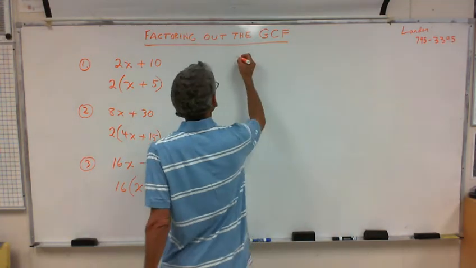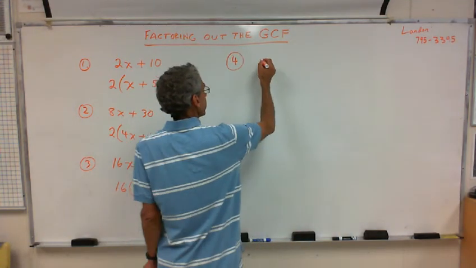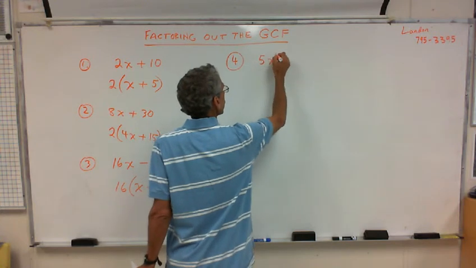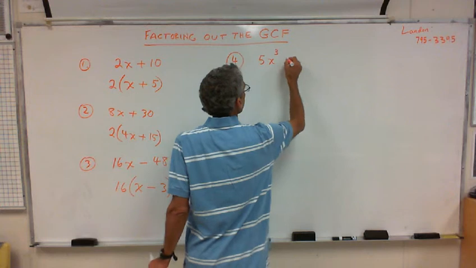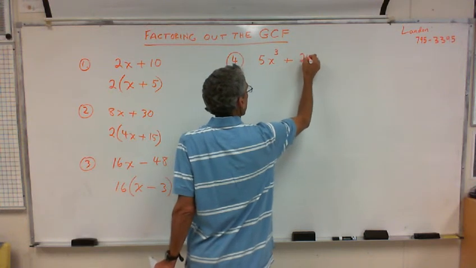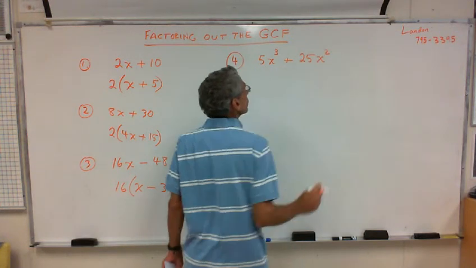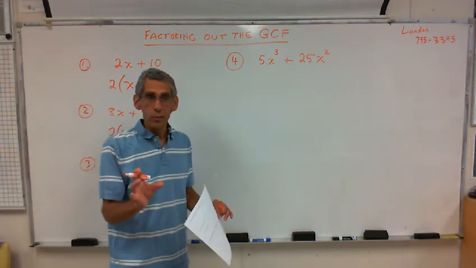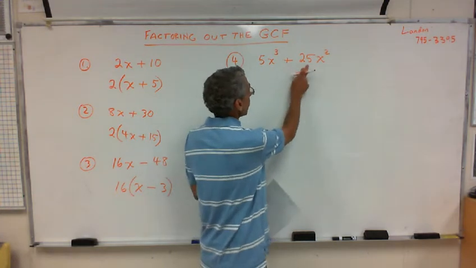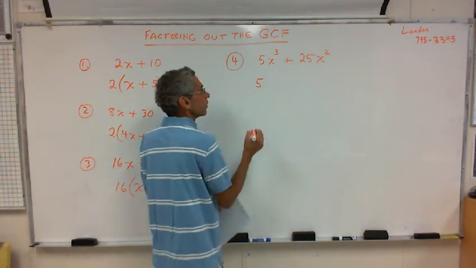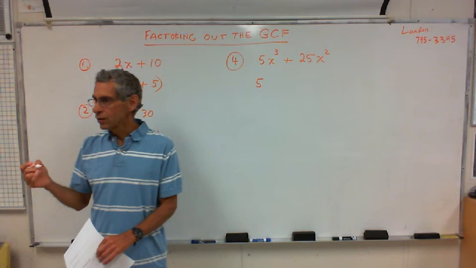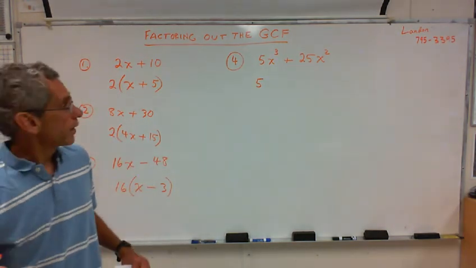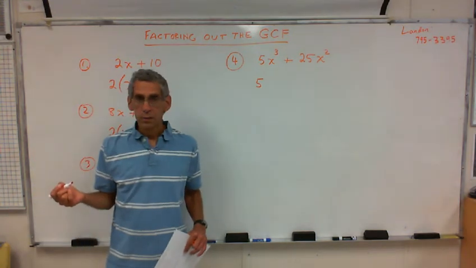So variables. Let's say we had 5x cubed plus 25x squared. First of all, you do your numbers first. 5 is my greatest common factor with the numbers. What is my greatest common factor with the variables? X squared. Why not x cubed? Because x squared doesn't.